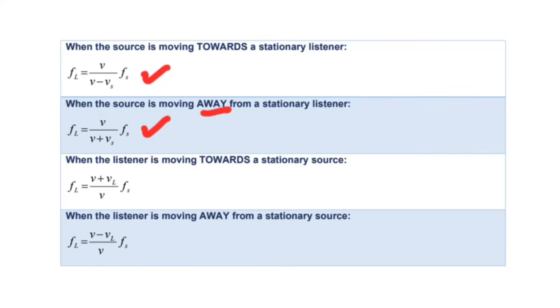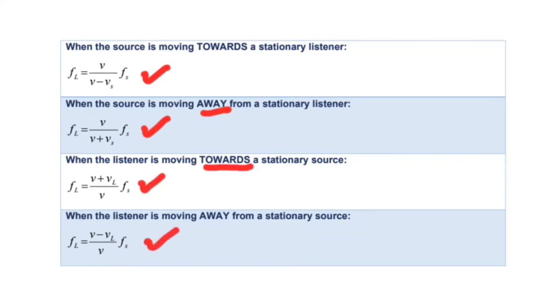And then let's take a look at the third scenario. The listener is moving towards a stationary source. We have V plus VL on the numerator. And lastly, we have a listener that is moving away from a stationary source. And on the numerator, we have V minus VL.